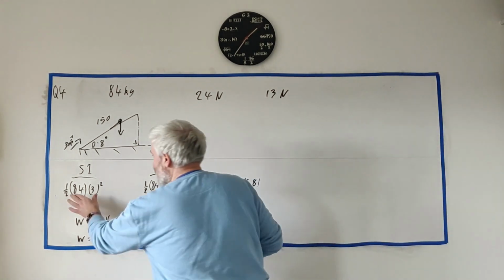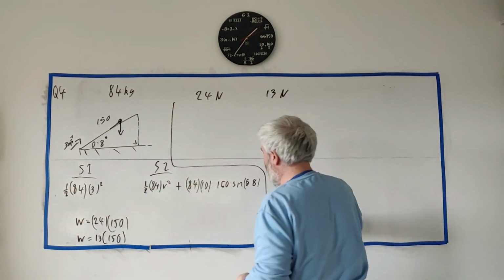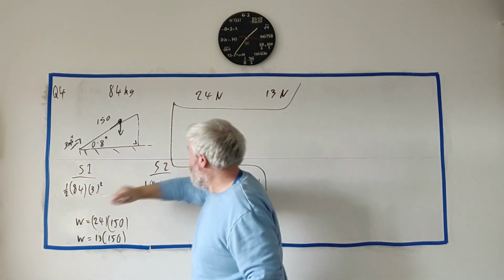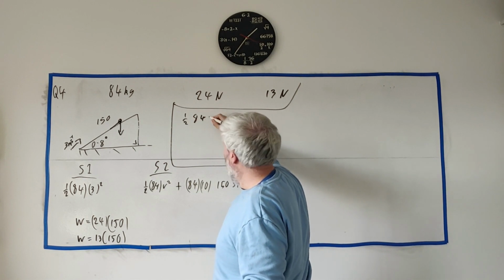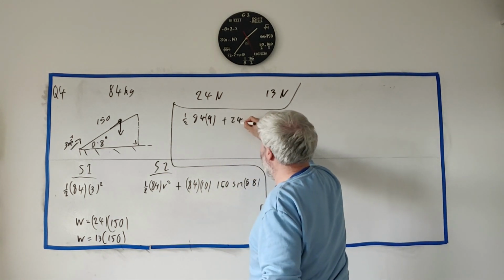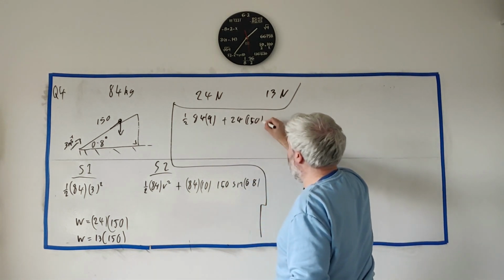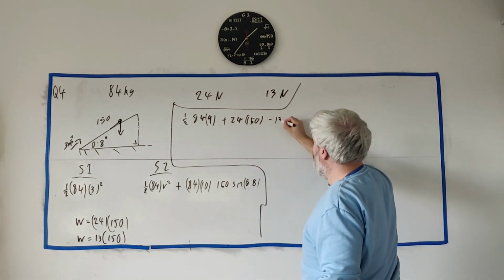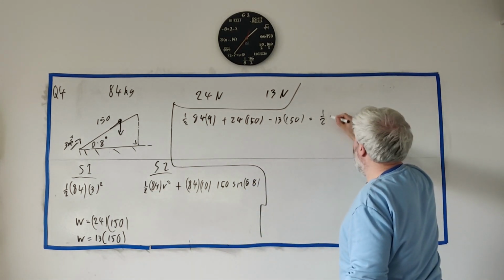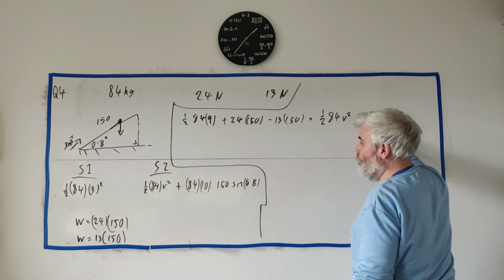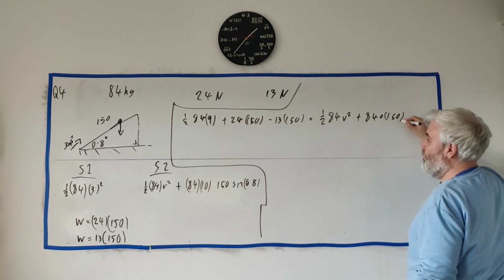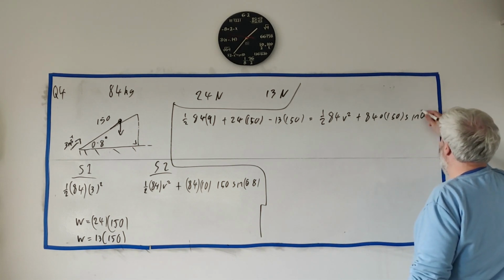So what we can say is, at the start here, let me do it up here. Let's go around that. Need lots of room for this. We'll say this energy, half 84 times 9, plus this energy, 24 times 1 times 150, minus this energy, 13 times 150, must equal this energy, a half 84 v squared plus 840 times 150 times sine 0.8.